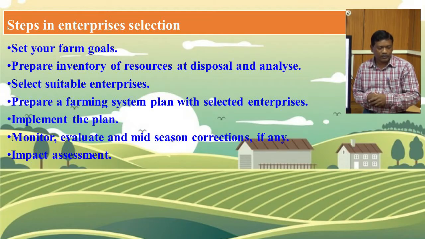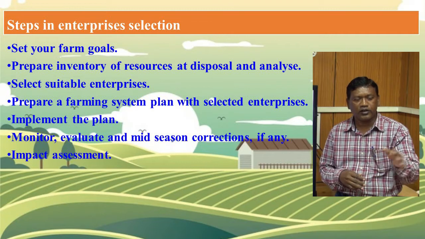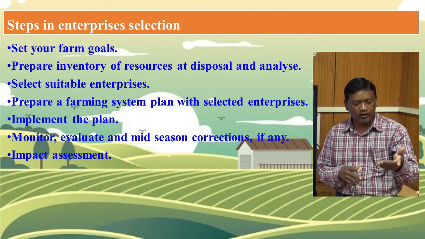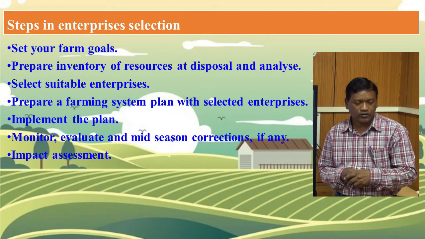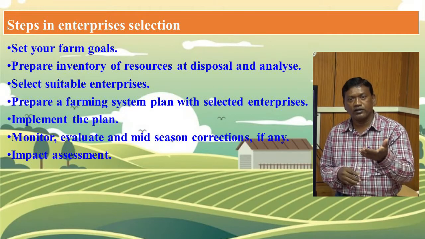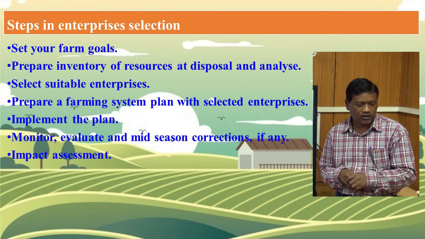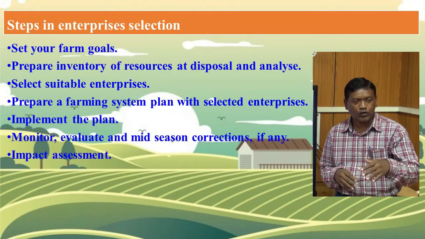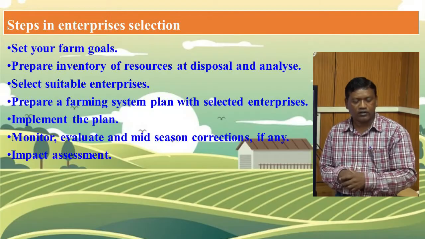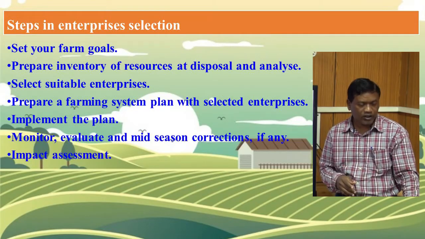Next is to prepare your inventory of the resources, what resources you get from these systems, and how you can dispose of all the products. So disposal and analysis is very important. First you fix your goal, then you do the disposal analysis. It is very important before you run the system in your area. And next is to select suitable enterprises. You select those types of enterprises which can give the maximum benefits from the systems, and prepare the farming system models. Select enterprises, implement the plans. If you fix your goal and implement the integrated farming system, then you monitor it and evaluate it, and if it is needed to change, then you can change it. So evaluation and monitoring is very important.